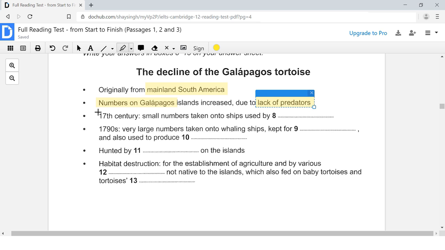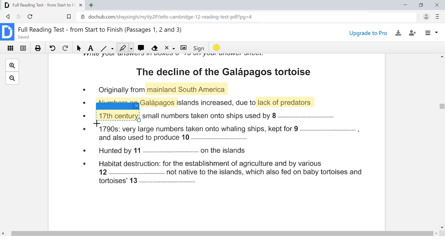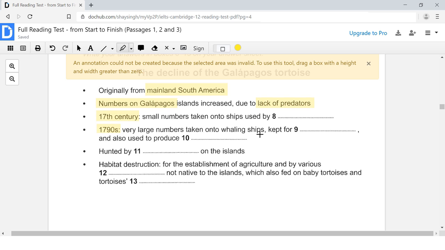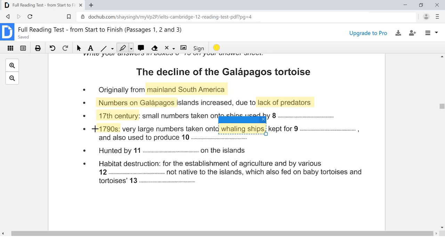Down here, we have great keywords: 17th century, 1790s. Those are great keywords. Okay, something about whaling ships. We don't really need to be so much on the lookout for these other keywords. Once you find one great keyword, you can pretty much figure out the rest of it.